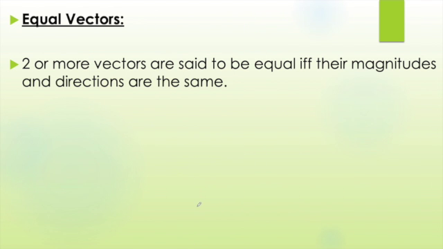Okay. What about equal vectors? So we looked at negative vectors, we're going to look at equal now. So two or more vectors are said to be equal, what's this stand for? If and only if, okay, so it wasn't a typo, if and only if their magnitudes and directions are the same. So you can have two vectors, but they have to have the same magnitude and the same direction to be equal, okay? So let's say we have vector V and vector W, okay?